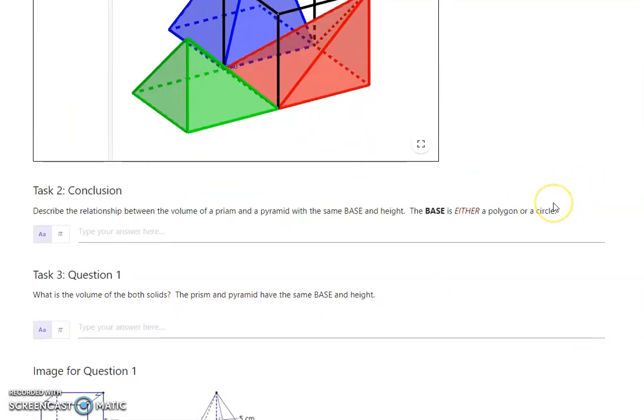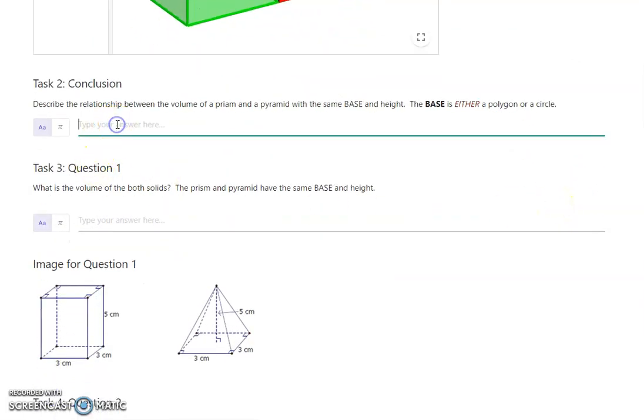As you continue, you're being asked to draw a conclusion about what's happening here. So describe the relationship between the volume of the prism, this should be the word prism, no, this should be an S instead of an A, and a pyramid with the same base and height. And the base can either be a polygon, which would be like the cube above, or it can be any type of other prism that we've talked about. All those have polygon bases. Or it could be a cylinder.